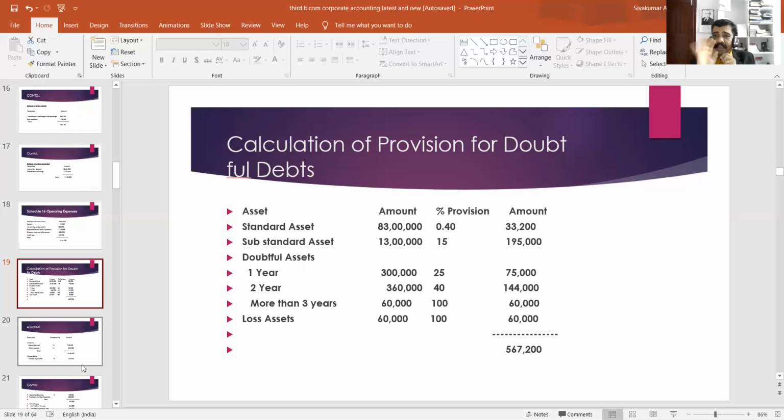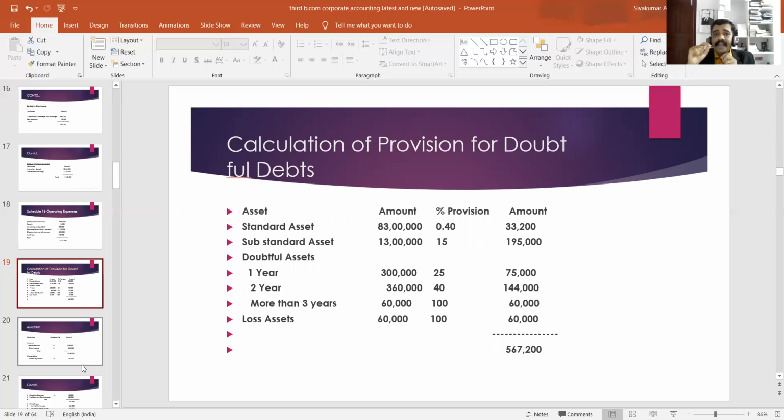Okay, you need not draw any schedule. There is no schedule number attached with the provision for bad debt and provision for income tax, etc., as per the Banking Regulation Act. You have to just write your calculations in your working note. No need to draw a schedule.